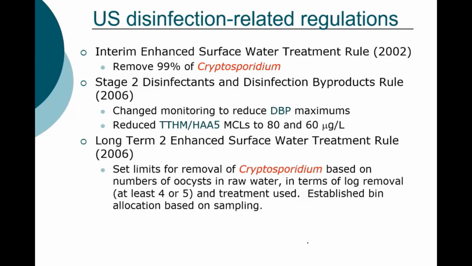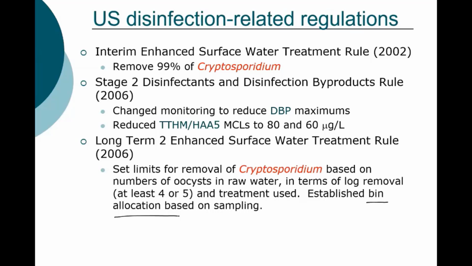The Long Term 2 Enhanced Surface Water Treatment Rule set limits for the removal of crypto based on the number of oocysts in the raw water. And this is in terms of log removal. So this changed back in 2002. It was only 2-log removal. In 2006, that was increased to at least 4 or 5-log removal. And that's based on the treatment used and bin allocation. And that's based on the sampling.